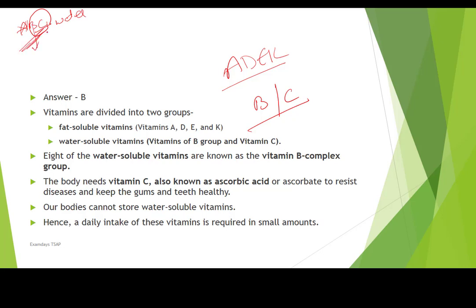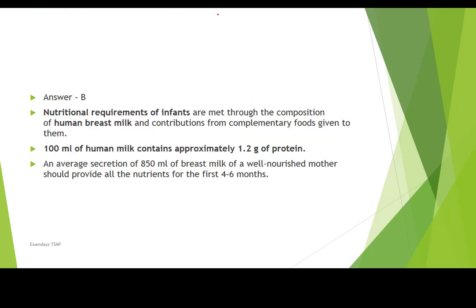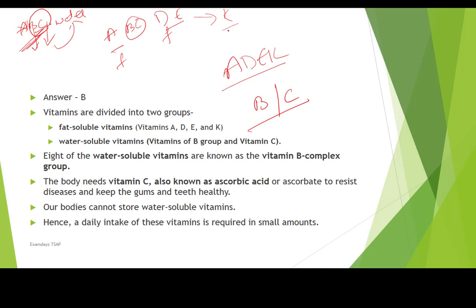The B group as well as the C group come under water. Except these, A is fat. So B and C are both water. Next, D and E are fat, and K is added to the fat ones. So this is A, D, E, K, and in between, B and C come under water soluble.